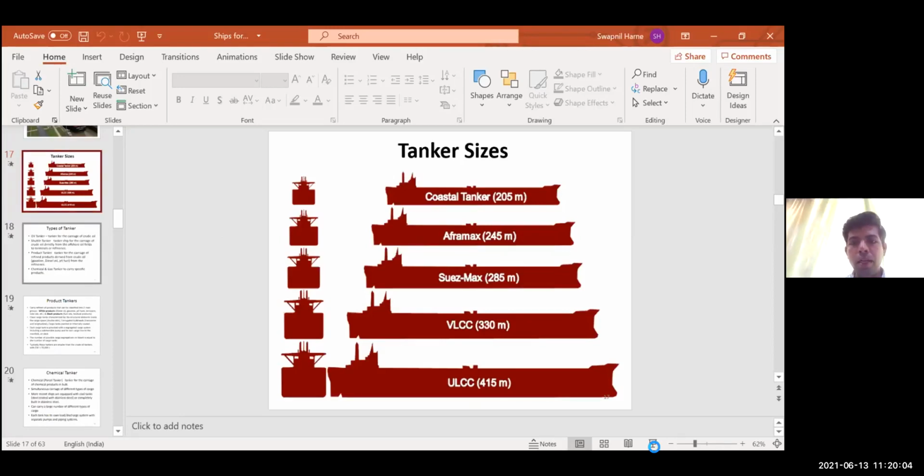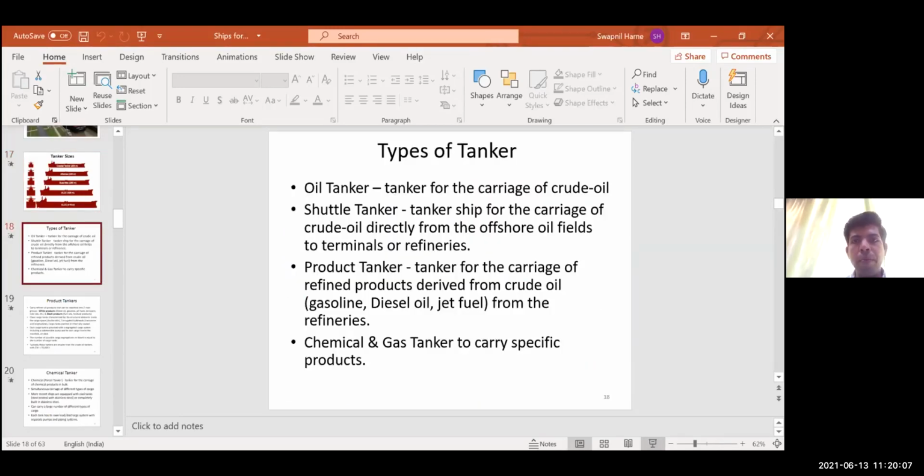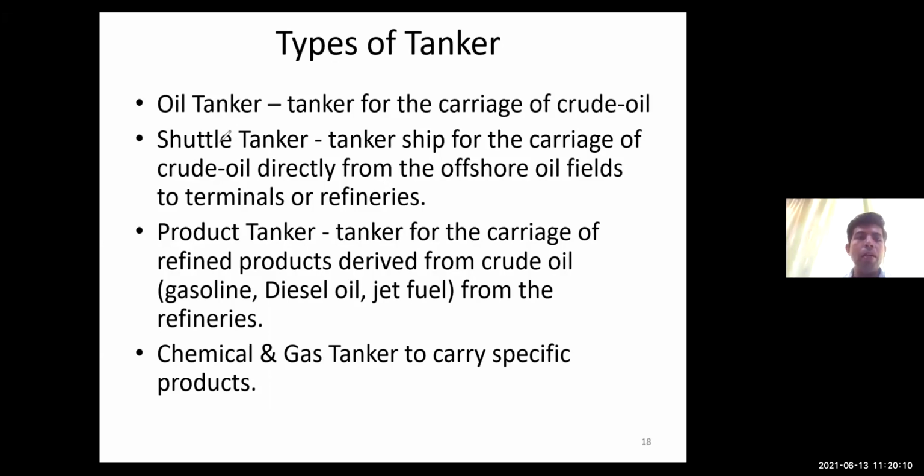Now this is something which is important. As I said, a tanker ship carries liquid. Now within a liquid there are various things. First comes your oil tanker. So an oil tanker carries crude oil. Shuttle tanker: a tanker ship for the carriage of crude oil directly from the offshore oil fields to terminals or refineries. Basically no one uses this particular term, shuttle tanker. No one uses it, gentlemen. But this is important.